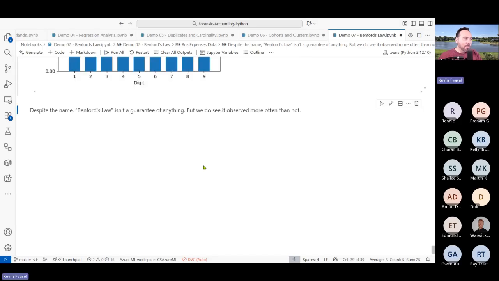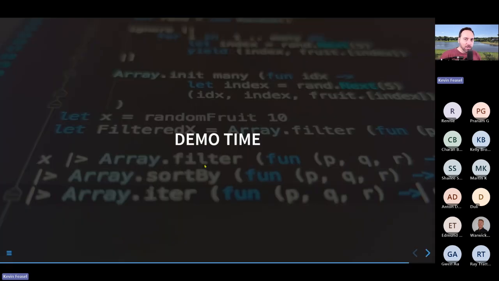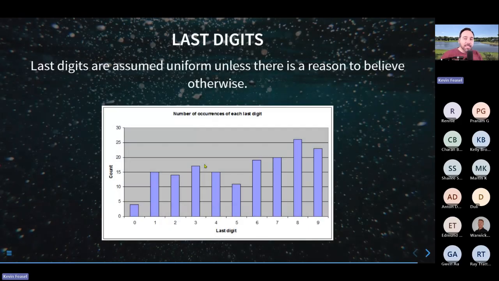So this is not proof. It's not a guarantee. Just because it says it's a law doesn't mean it is a law. It is a principle that comes out of having multiple orders of magnitude and a large amount of data. Now, last digits we expect to be random. It's arbitrary. We should have roughly the same number for everything.